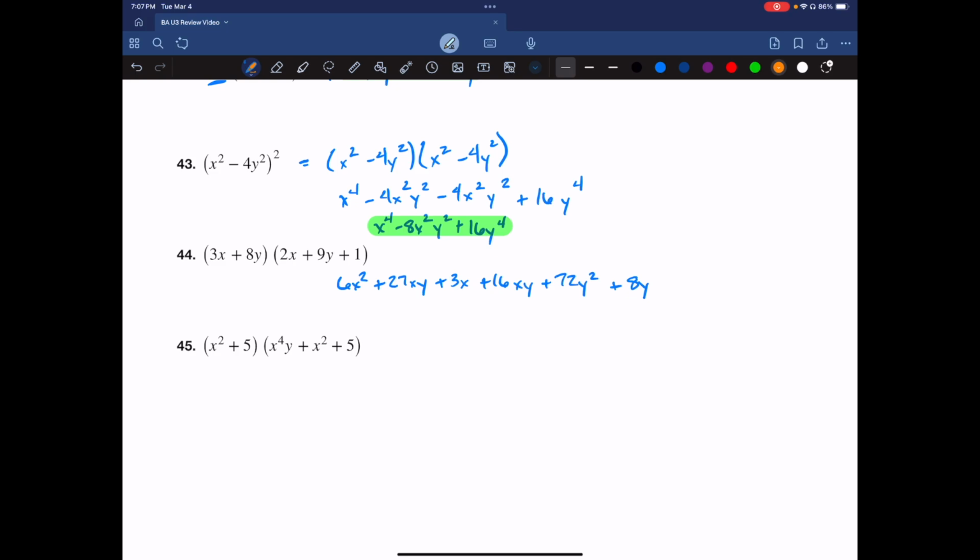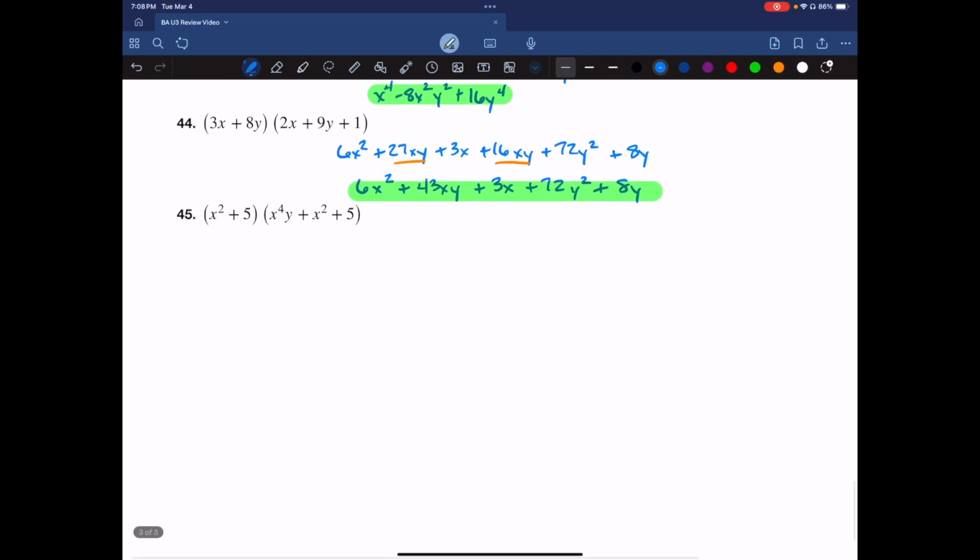Again, track down your like terms. I have an xy here and an xy here. Everything else is different. When you have multiple variables, there's not always a clear descending order, so you just kind of make it up. And since your test is going to be multiple choice, it should be easy which one goes where. You got 6x squared. That's going to be plus 27 and 16 is plus 43xy. And then I just kind of bring everything else with it. Plus 3x, 72y squared plus 8y. Combine what you can, bring down the rest.